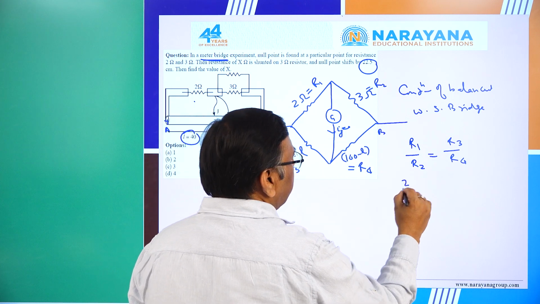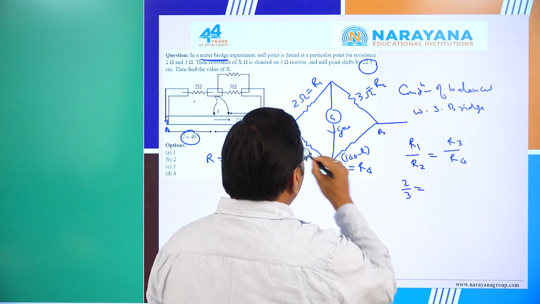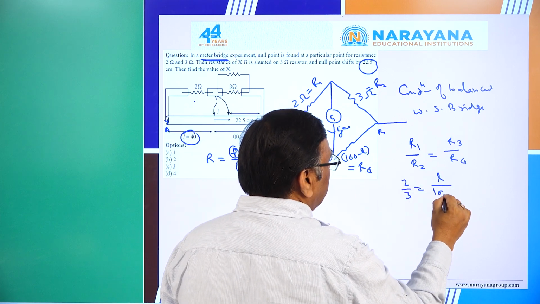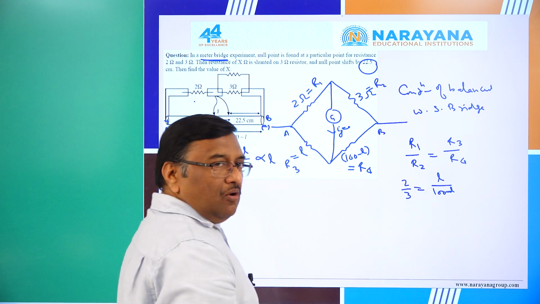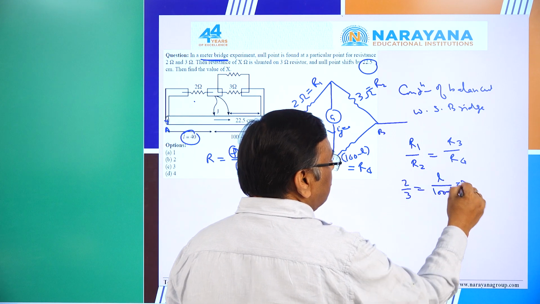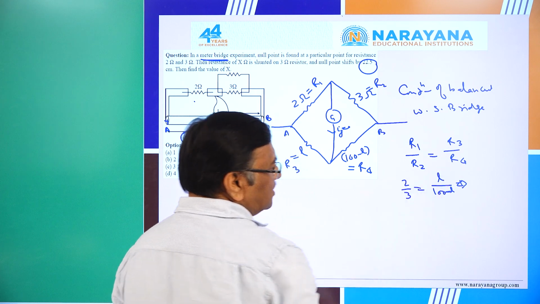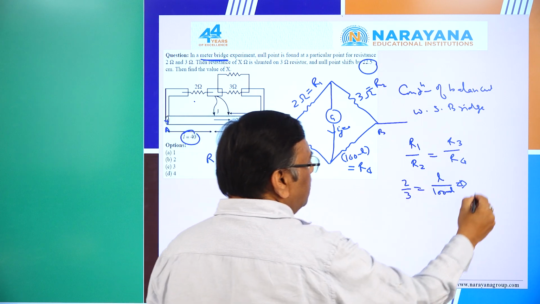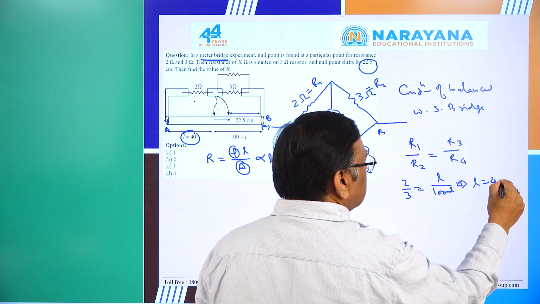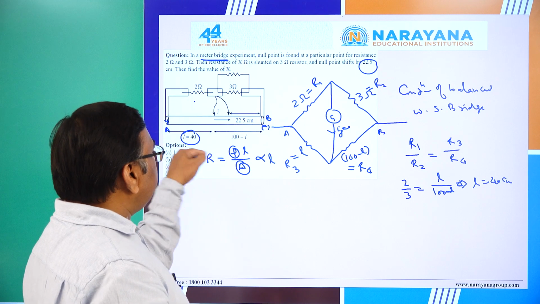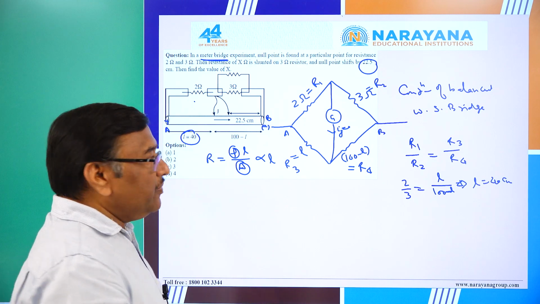It is going to be 2 divided by 3 is equal to R3, as we said, is proportional to length, so L divided by 100 minus L. Hopefully if you solve this, which is obvious, it is 2L minus 2L plus 200 is 3L. So 5L is equal to 200, that means L is equal to how much? It is 40 centimeter. So we got the value of L as 40 centimeter. So this is given here, L is 40 centimeter.